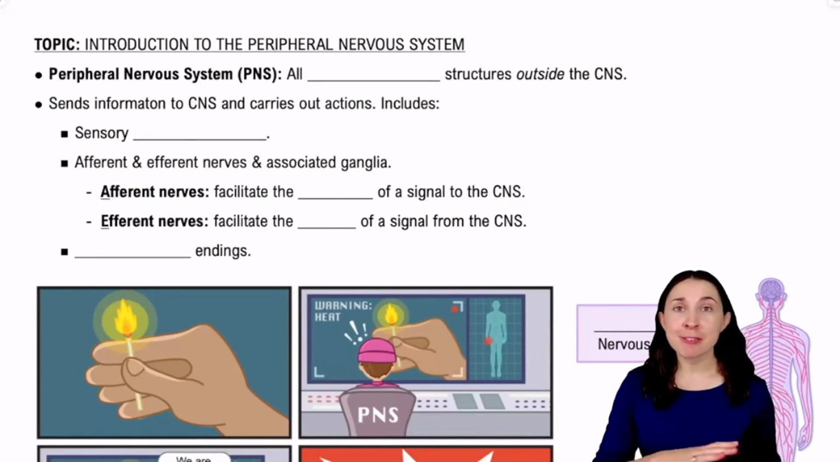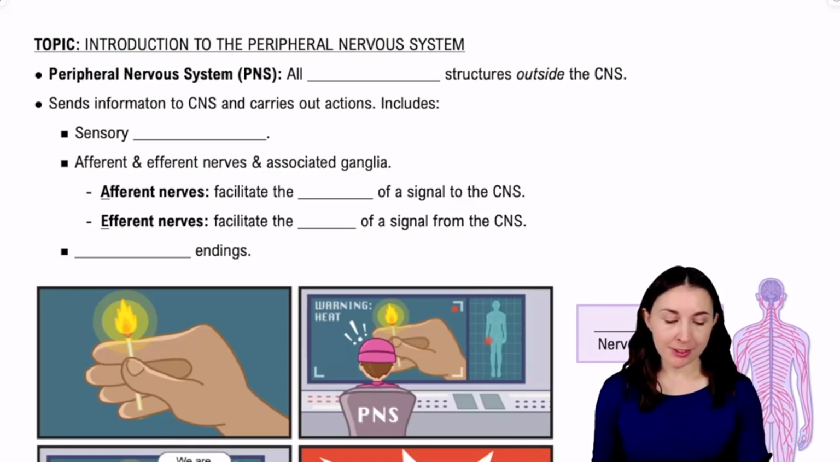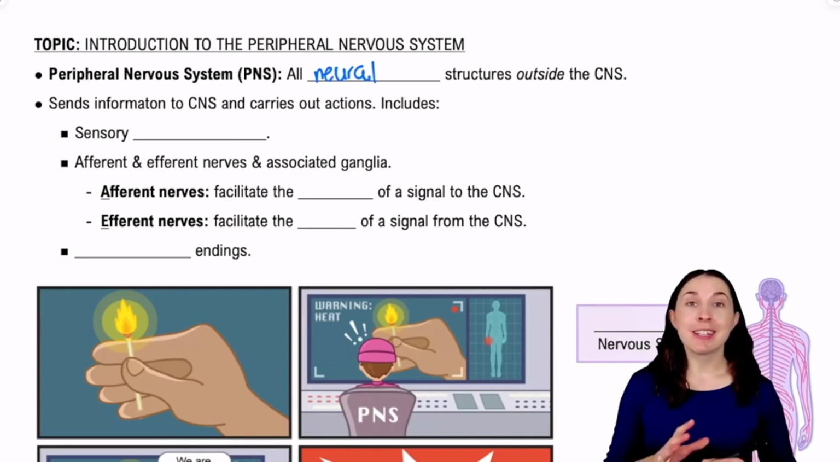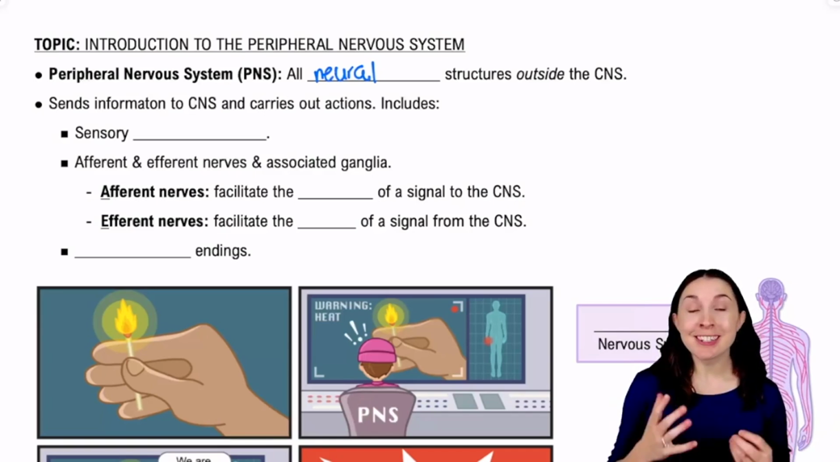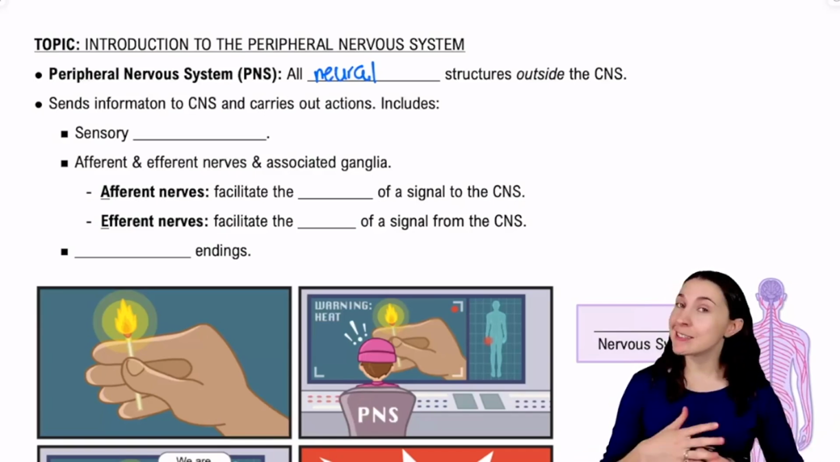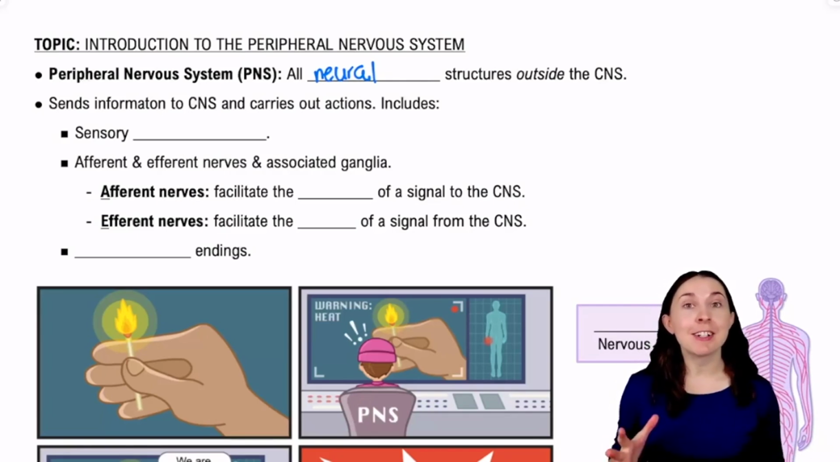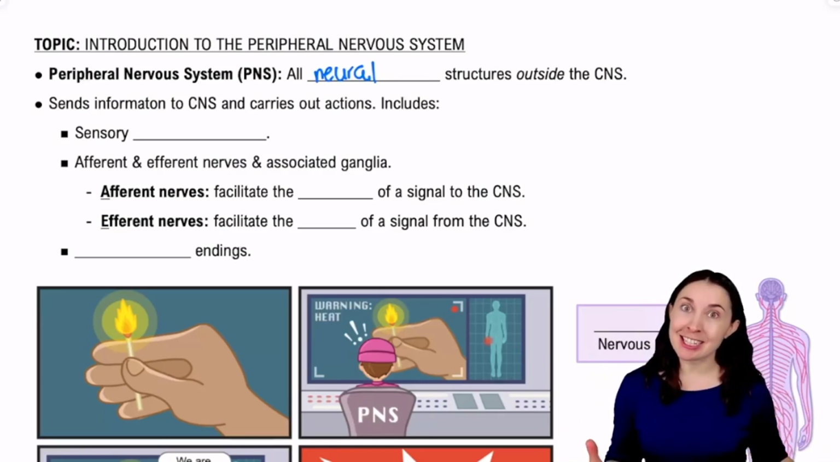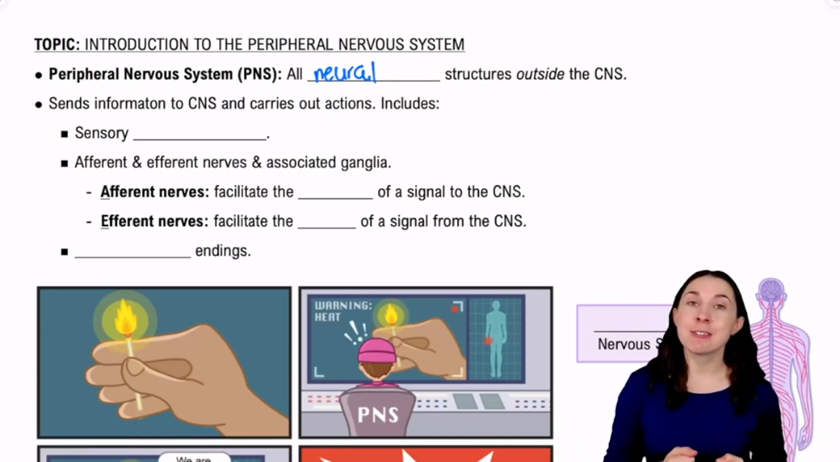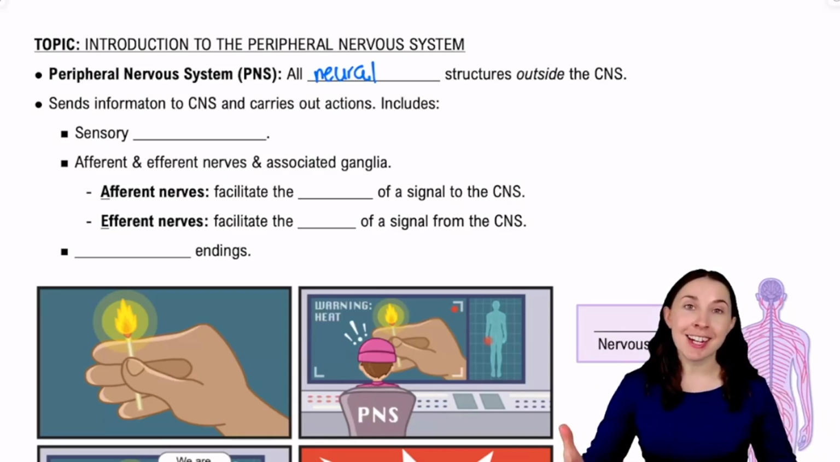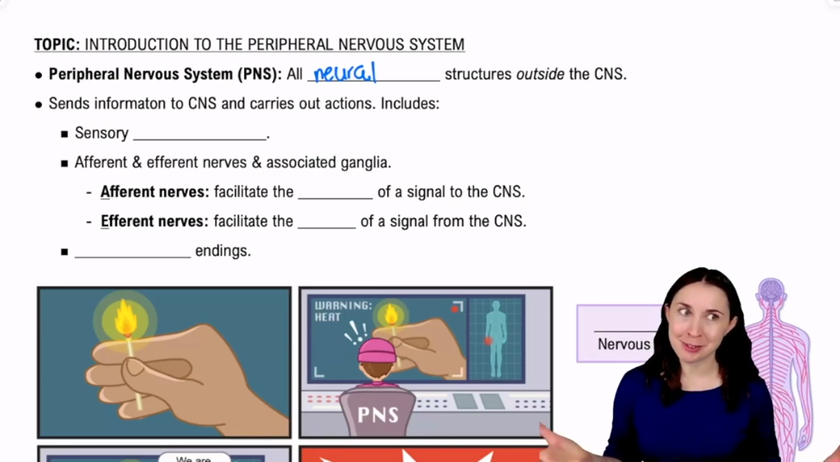Now, as you may remember from quite a few videos back now, the peripheral nervous system represents all neural structures outside of the CNS. So the CNS is, of course, the brain and spinal cord, and then the peripheral nervous system, the PNS, is pretty much everything else. So the PNS has the very important task of making us aware of the world around us and helping us actually navigate it. So it's going to be sending all kinds of information up to the central nervous system and then actually carrying out the actions that the CNS wants us to do.